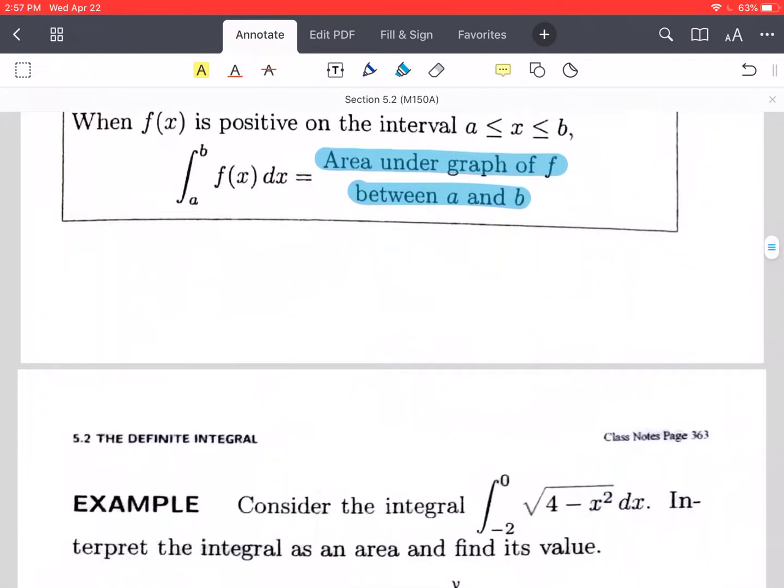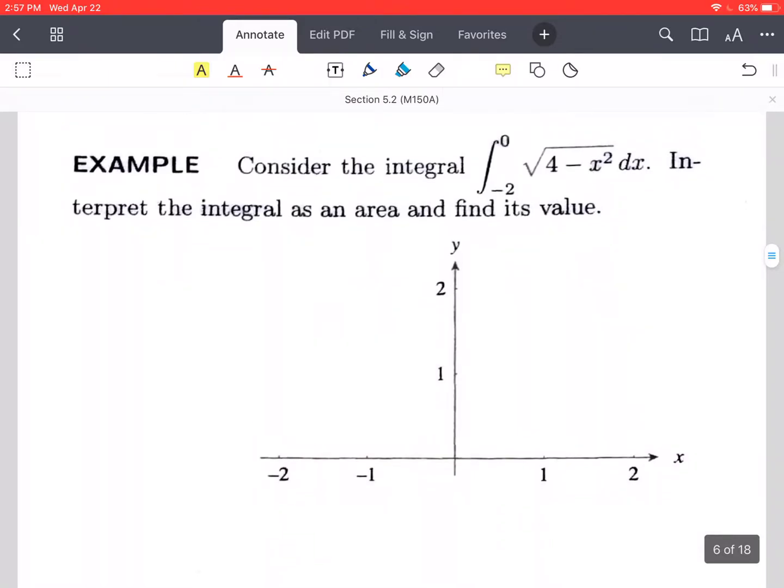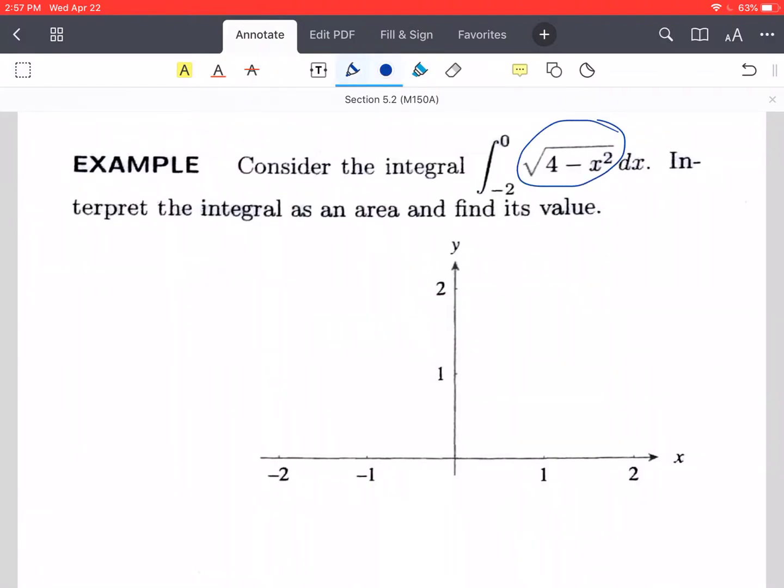So let's look at an example. Consider the integral from -2 to 0 of the square root of 4 minus x squared dx. Interpret the integral as an area and find its value. Okay, so before we even look at the integral, I just want to look at the integrand. I want to look at that function. Okay, let's graph it on the interval from -2 to 0. Okay, so from here to here.